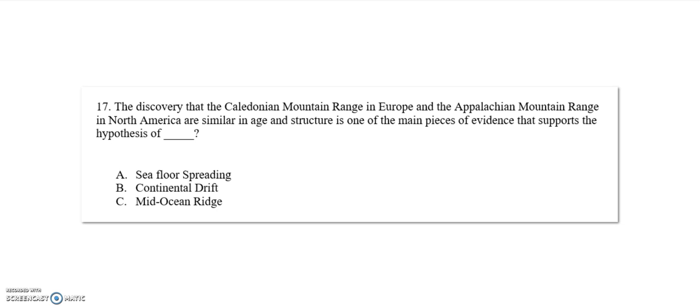Number 17. The discovery that the Caledonian mountain range in Europe and the Appalachian mountain range in North America are similar in age and structure is one of the main pieces of evidence that supports the hypothesis of seafloor spreading, continental drift, or mid-ocean ridge. Those are your choices. So the fact that there's mountain ranges in Europe and mountain ranges in North America are similar in age and structure, this supports the hypothesis of which one of these.